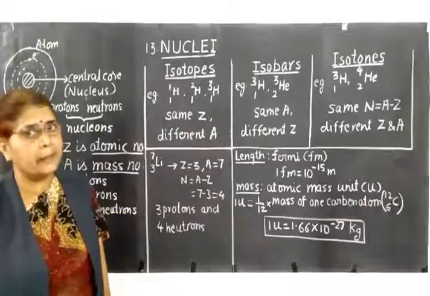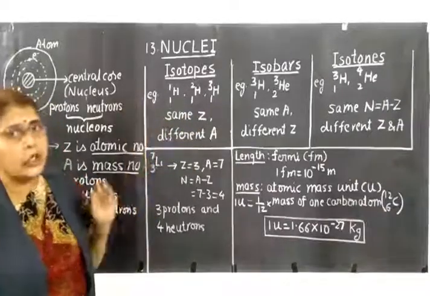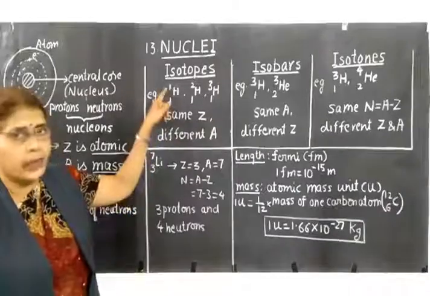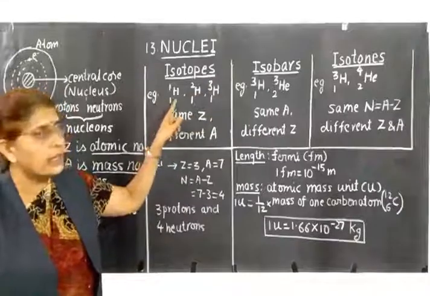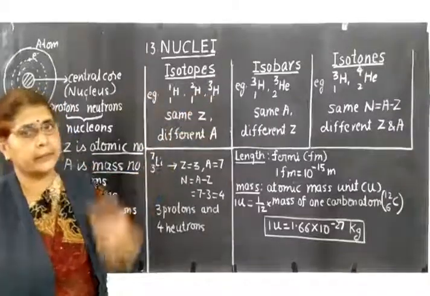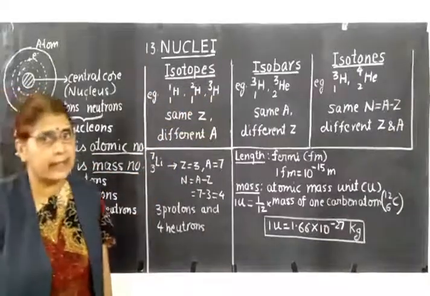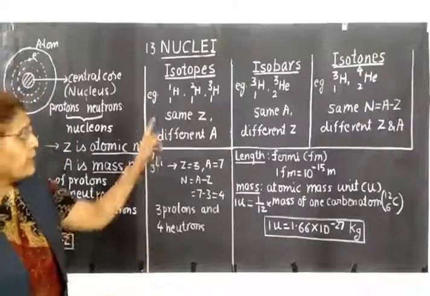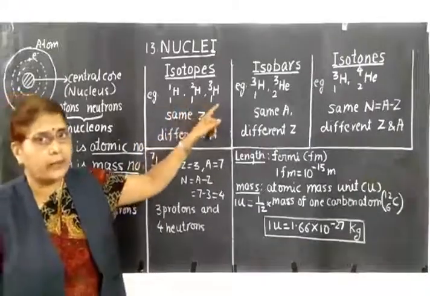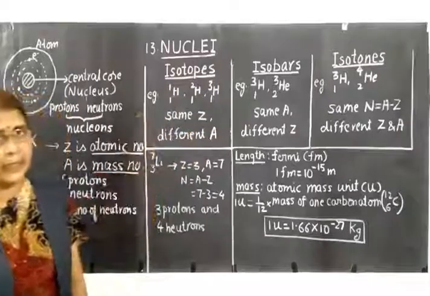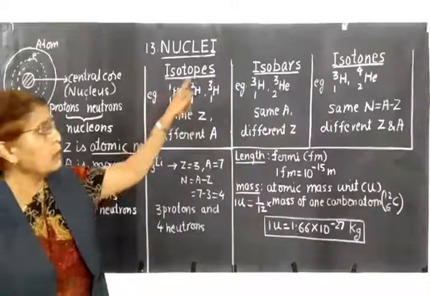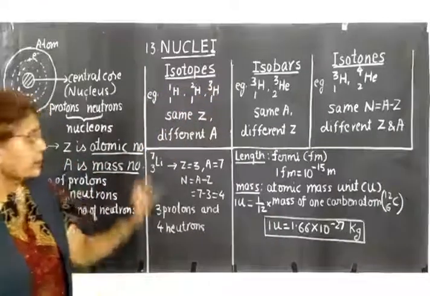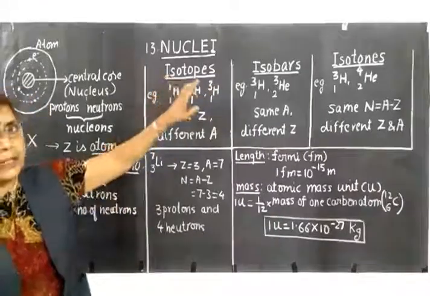Let us take an example. Let us take the hydrogen isotopes. 1H1, 1H2 and 1H3. This is hydrogen, deuterium, tritium. So if you observe these examples, what do you find? They have the same Z value. One is common. So Z remains the same. What is changing? The mass numbers are different. 1, 2, 3. So these nuclei are called isotopes.